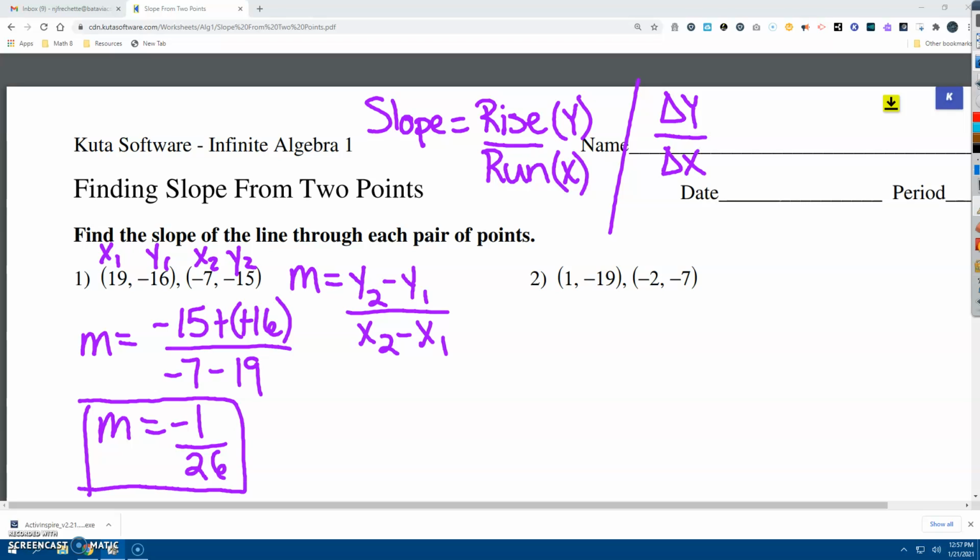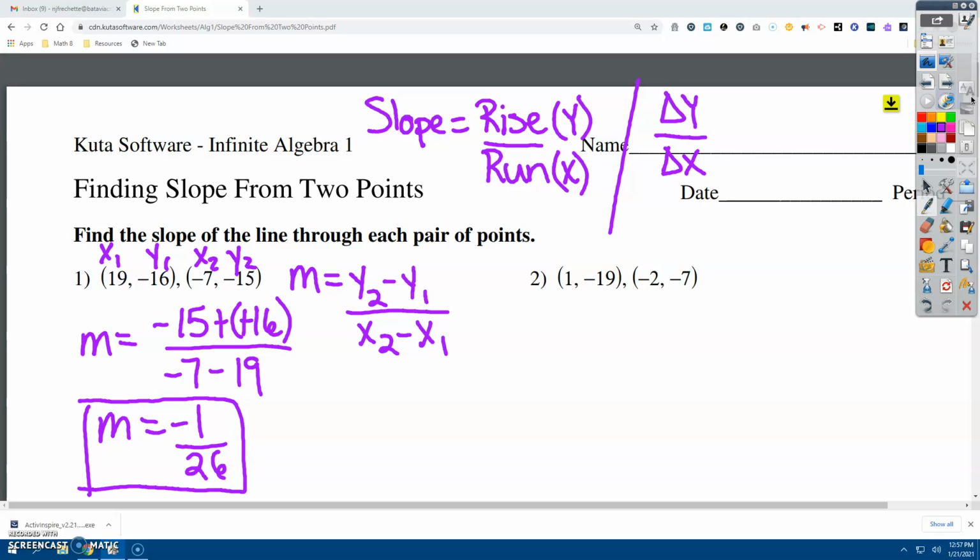And it's the same formula. So we'll do this one in a different color. Let's do it in blue. So we got the same formula, the y2 minus y1 over x2 minus x1. We're still going to label our points. This is x sub 1. This is y sub 1. This is x sub 2. This is y sub 2.